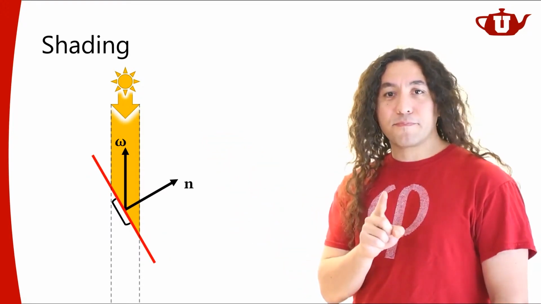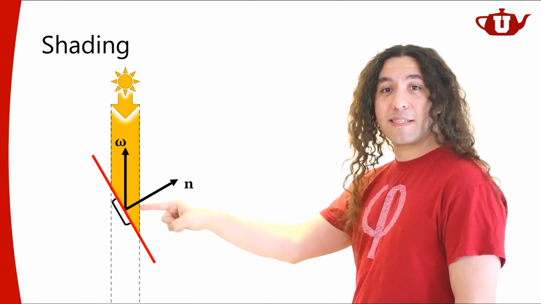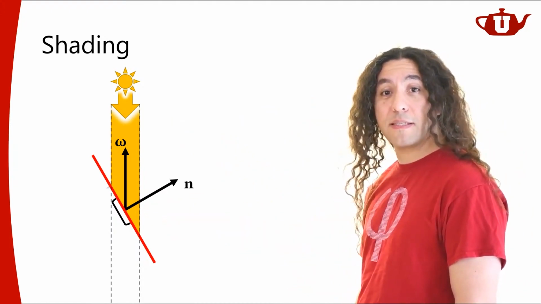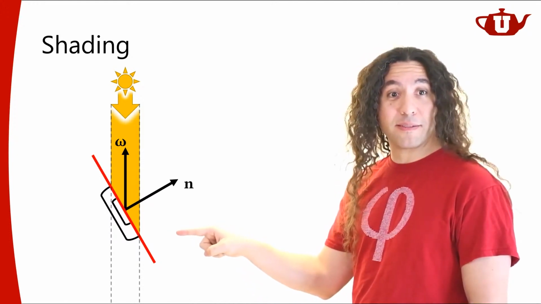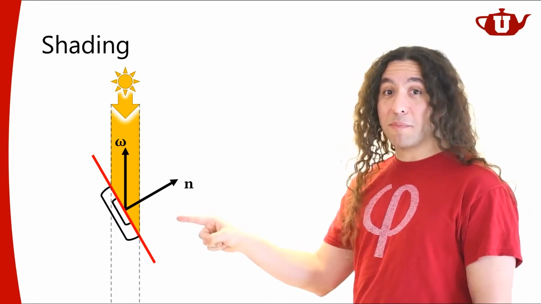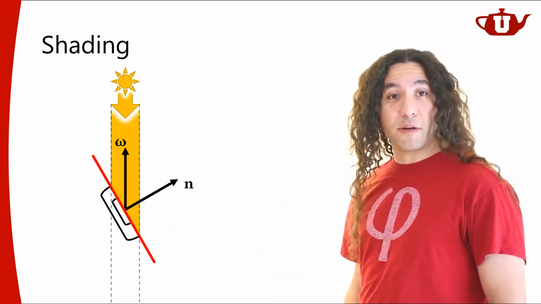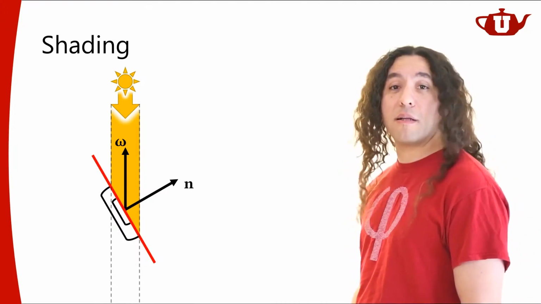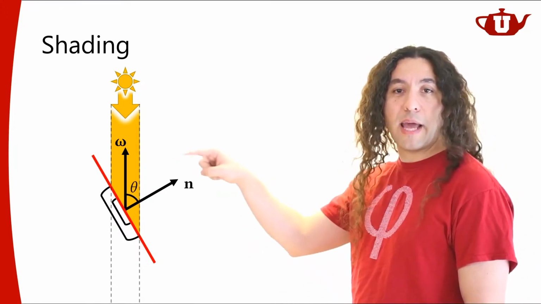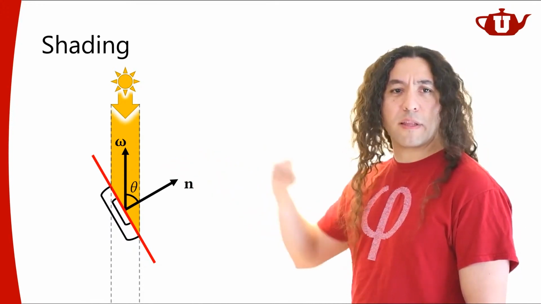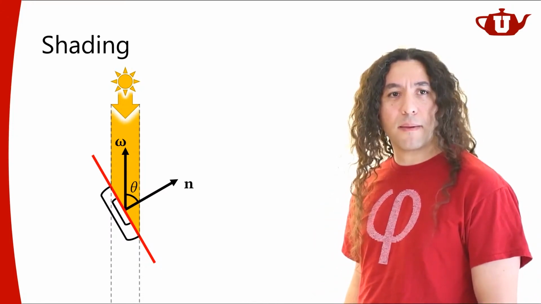Here's what happened. This light beam that illuminated this small area on the surface is now spread to a larger area on the surface. It's the same light beam, but now it's spread over a larger area, right? And it's all based on the angle between this light direction and the surface normal. Let's call it theta. Theta is the angle between the light direction and the surface normal.